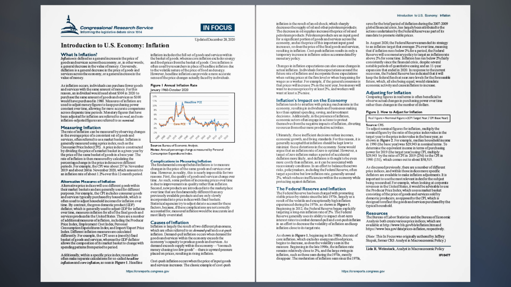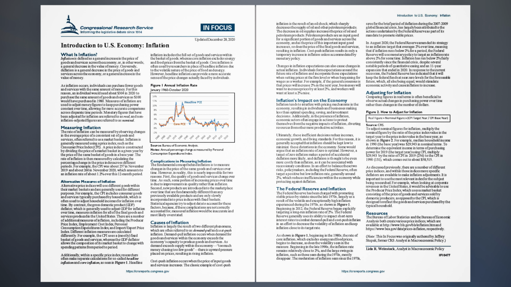In August 2020, the Federal Reserve amended its strategy to an inflation target that averages 2% over time, meaning that if inflation runs below 2% for a period, the Federal Reserve will use monetary policy to target an inflation rate above 2% for some time. Inflation has run below 2% fairly consistently since the financial crisis, despite several notable periods of quantitative easing and an 11-year expansion that ended in 2020. In response to the current recession, the Federal Reserve has indicated that it will keep the federal funds rate at near zero levels for the foreseeable future, which, all else being equal, would stimulate economic activity and cause inflation to increase.